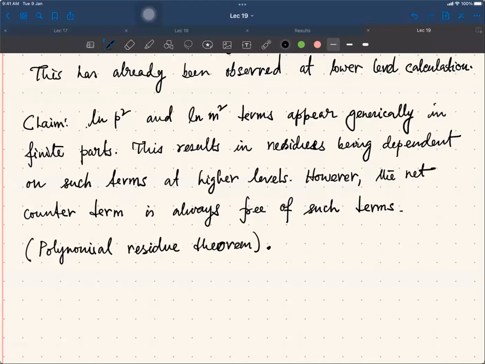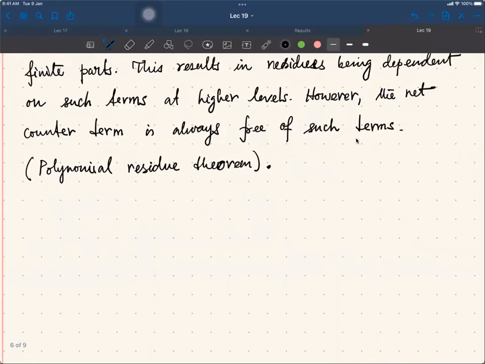Now I will try to arrive at some general structure of the counter terms, and show these things in terms of more technical equations. So let us begin with, okay, in dimensional regularization, a more technical discussion.